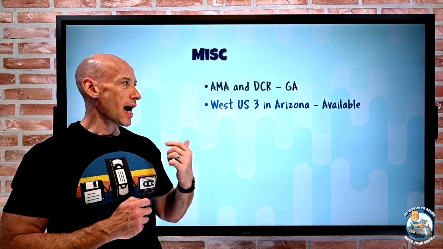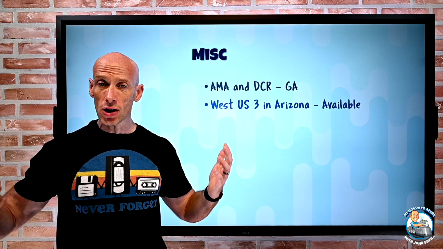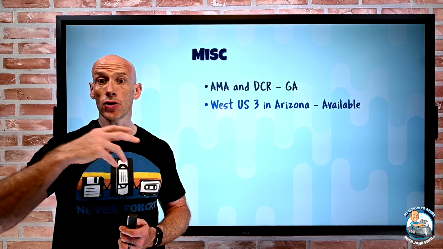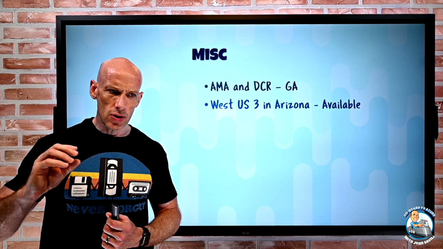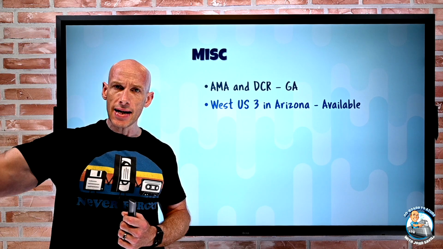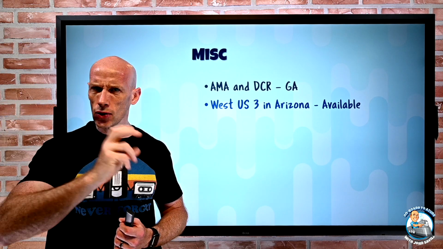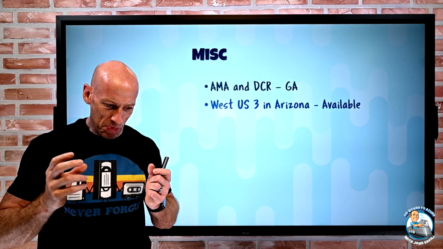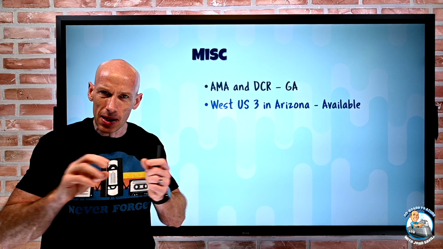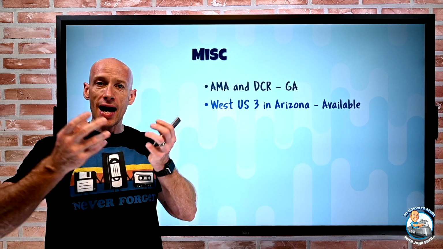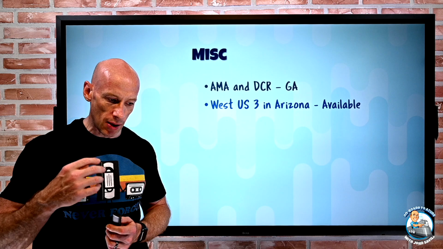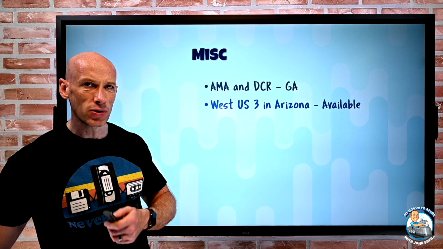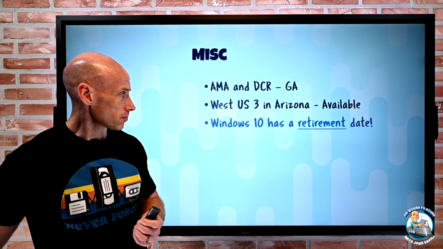West US 3 in Arizona is available. So a new region, really all about renewable energy. It's using a lot of solar power. It's using the outside air temperature for cooling if it's 85 degrees or less. If it's not, then it uses kind of the swamp cooler type cooling. So it's a minimal amount of water, and it uses that to cool the data center. So it's really trying to be really environmentally friendly. So that's now available for you. And of course, it supports availability zones.